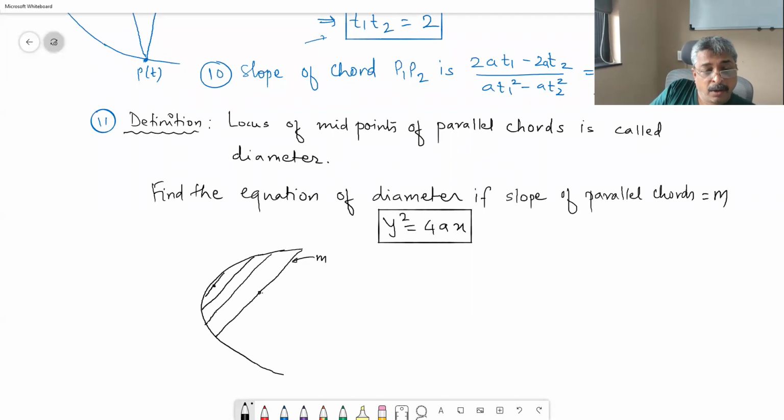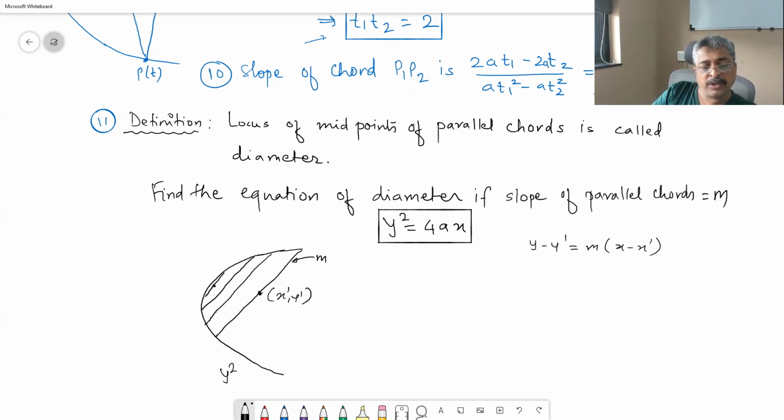That will be our equation of diameter, because we have defined diameter as locus of midpoints of parallel chords. Let the midpoint of any one of the parallel chords be x dash comma y dash, and we want the locus, therefore that is our representative point. What is the equation of this chord? The equation of the chord is going to be y minus y dash equals m into x minus x dash, where m is the slope given to us.